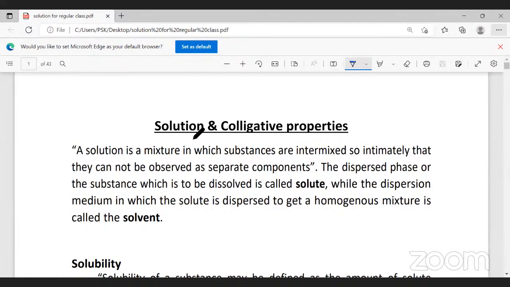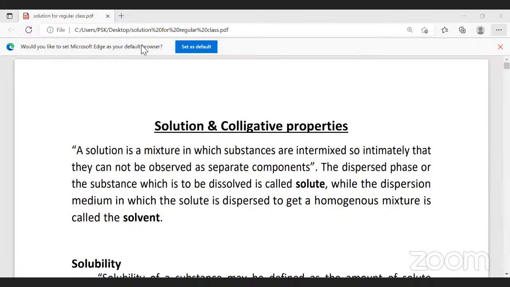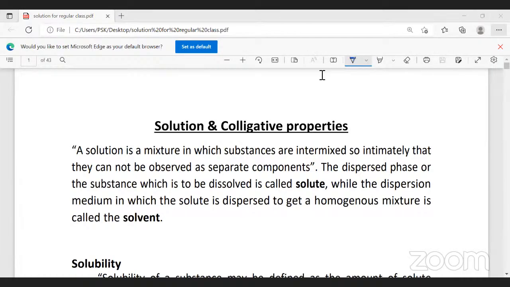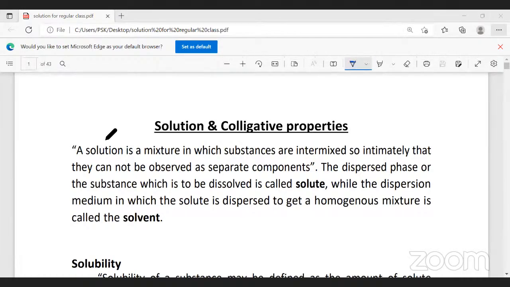Now we'll try to understand the concept of solution. This also we have learned in the first chapter, so we will continue with that, concentration. What do you mean by solution? What do you mean by heterogeneous, homogeneous solution? All that we will learn. A solution is a mixture in which substances are intermixed so intimately that they cannot be observed as a separate component. So it's a complex definition. A homogeneous mixture of two or more components will be called as a solution.